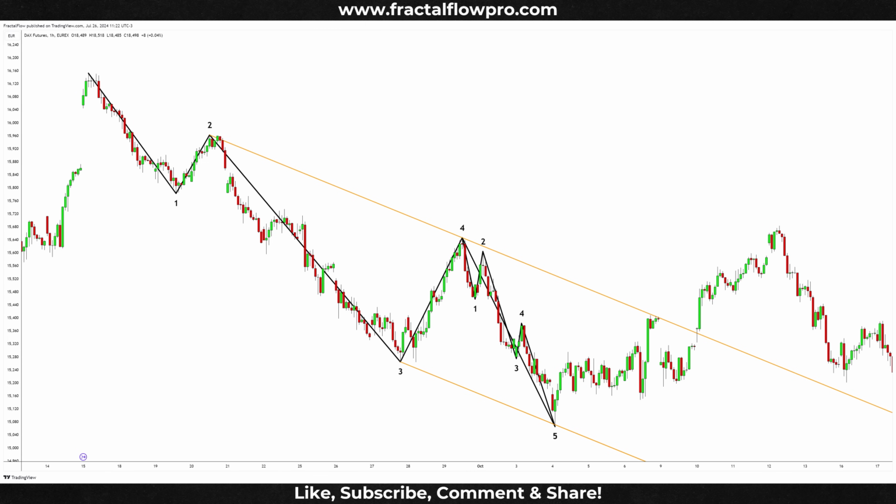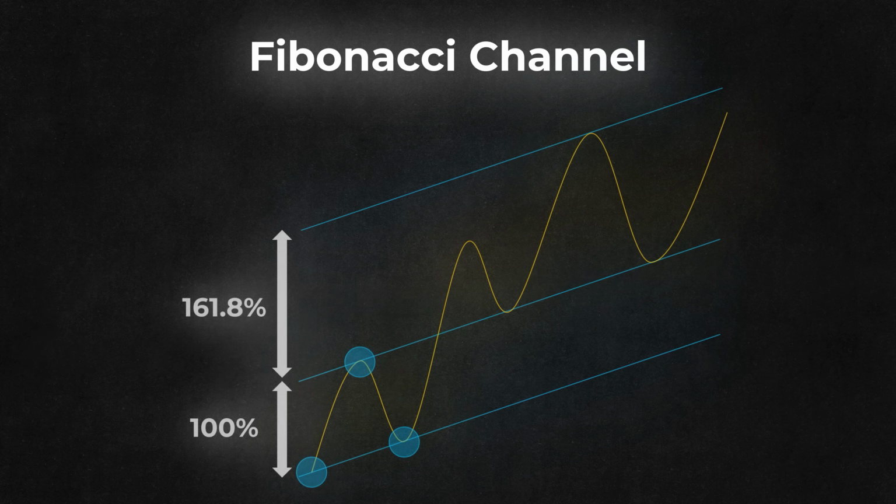Let's now turn our attention to the dynamic Fibonacci tools, which use the element of price and time simultaneously. There are many options in this realm. Let's begin with the simple Fibonacci channel. The Fibonacci channel works similarly to a common channel.